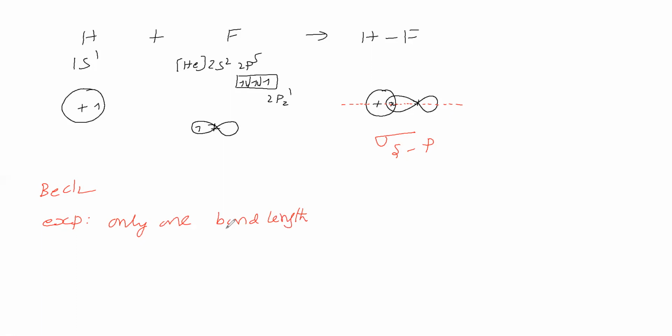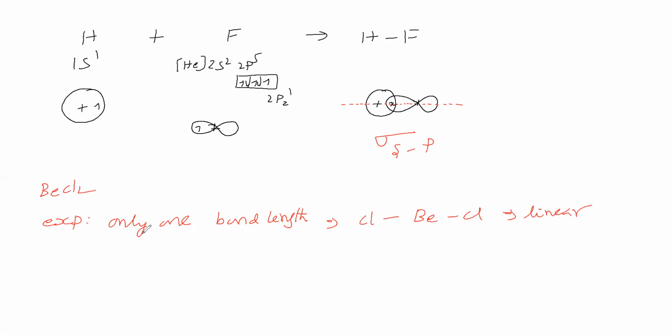Experimental result says beryllium chloride has only one bond length. What does it mean? Using VSEPR theory, valence shell electron pair repulsion theory, we have said the shape of beryllium chloride is linear. Between beryllium and each chlorine, one sigma bond is there.